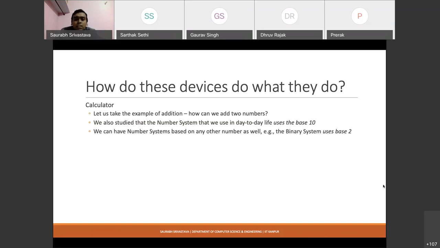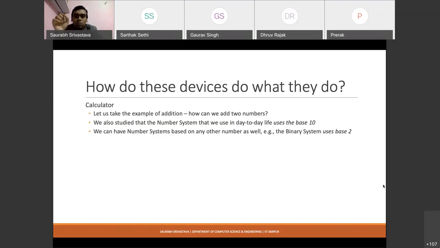Whenever I say base n, what it really means is that you have n digits in that particular number system. When you write a number in that system, the rightmost digit is n to the power 0, the one just next to it is n to the power 1, then moving one more position to the left it is n to the power 2, and so on and so forth.